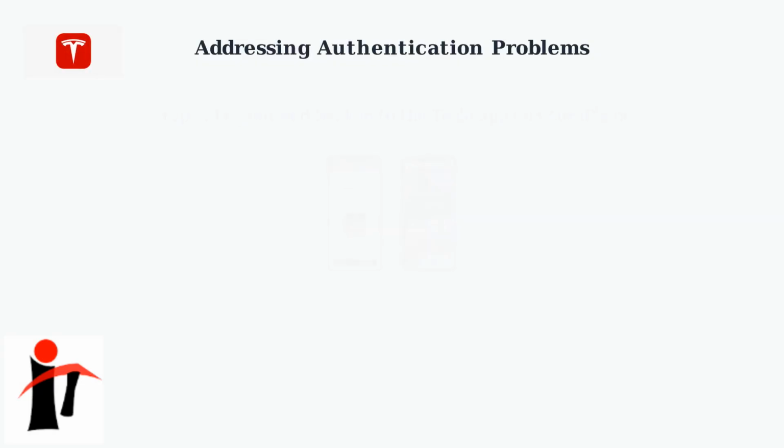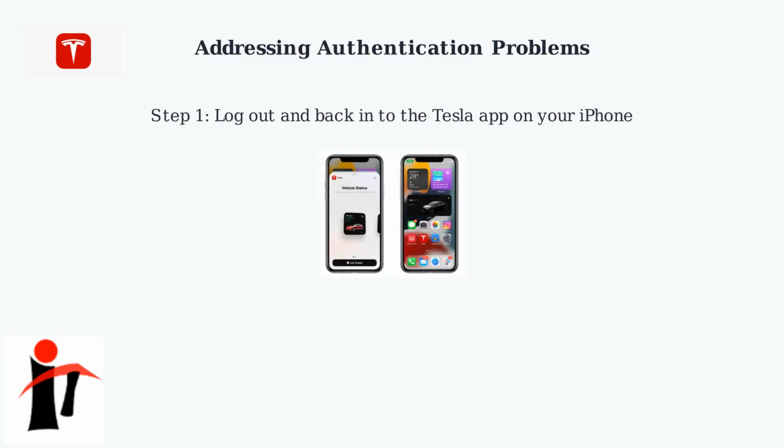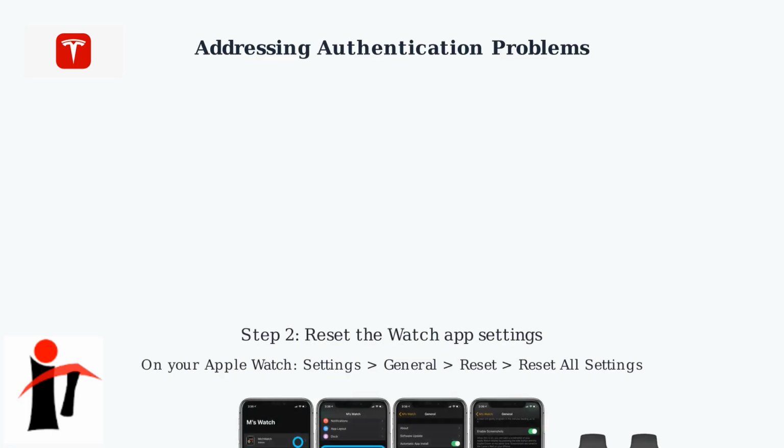If basic troubleshooting didn't resolve the issue, try addressing authentication problems. Start by logging out and back into the Tesla app on your iPhone to refresh your credentials. If that doesn't work, reset the Watch app settings on your Apple Watch. Navigate to Settings, then General, Reset, and select Reset All Settings to clear the app's data and force reauthentication. Keep in mind that resetting all settings will affect other watch configurations as well.